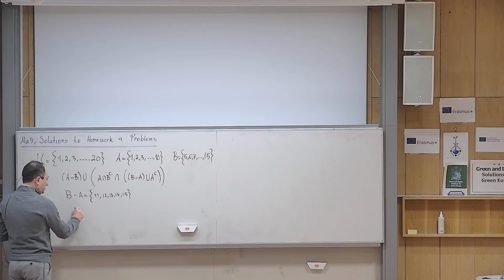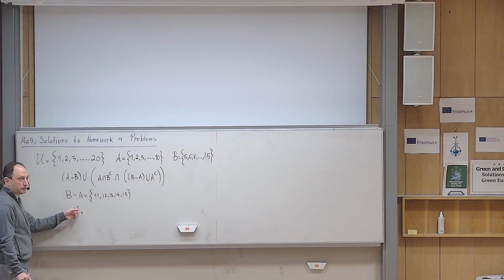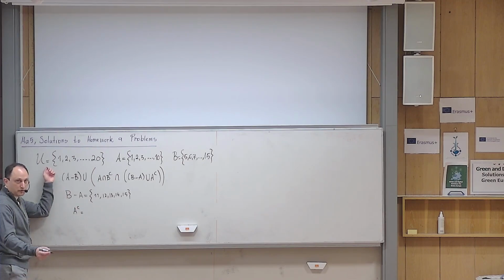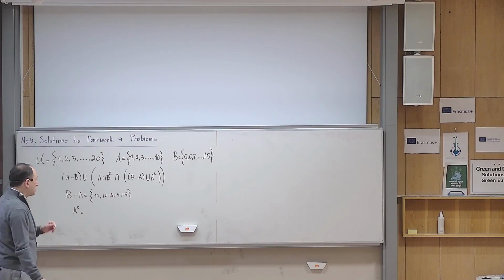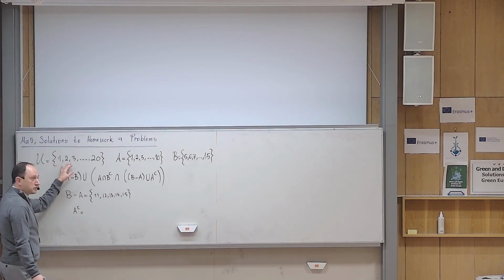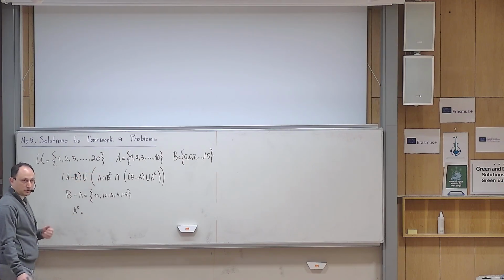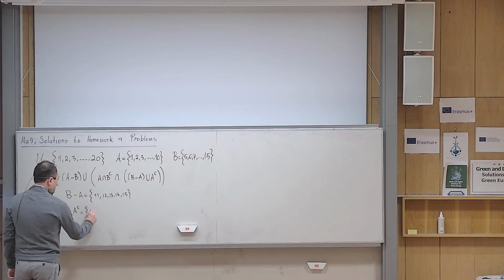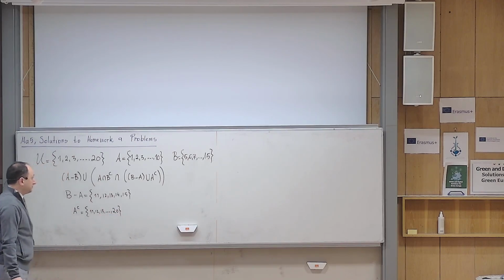Let us just practice this. What is A complement? For calculating the A complement, the universal set should be given to you because complement means with respect to the universal set. So every element which is in the universal set but not in the set itself is A complement. So what are they? They start from 11, 12, 13 up to 20. If I'm making a mistake, please let me know immediately.